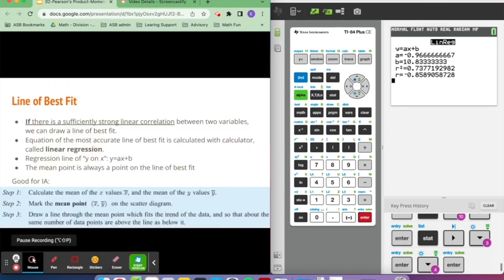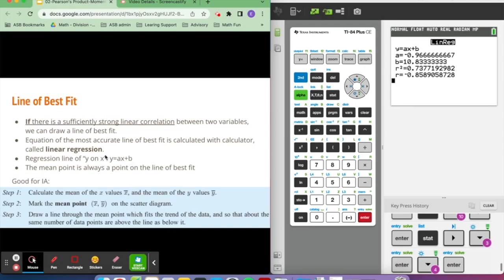Now, the next part of looking at the linear regression is that if we do find an R value, a correlation coefficient, which is strong, then we can go and draw the line of best fit. What is the line of best fit? Well, it's an equation that most accurately describes our data points. So it describes the trend that they're going. It's going to be a straight line because we're doing Pearson, which is a linear correlation. And we're going to call it the regression line, which is y on x. And it's going to have this equation here, y is equal to ax plus b.